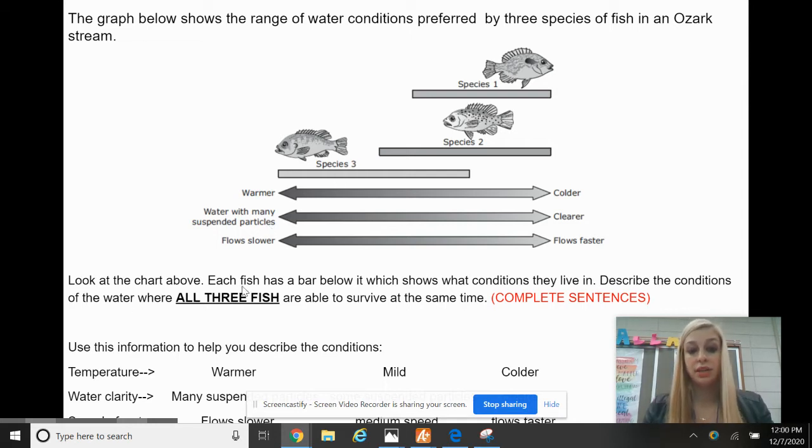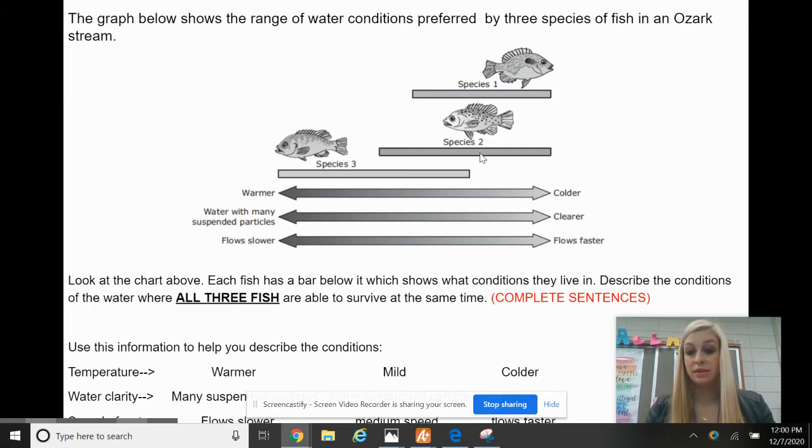And then I tell you down here, each fish has a bar below it, which shows what conditions they live in. So species 1, remember they have a range. They have a range of conditions they can live in. Species 1 can live in relatively mild temperatures all the way to colder temperatures, because the water that they're in is not just going to stay the exact temperature year round. So they're going to have a little range of temperatures that they can live in. Same thing with the clarity of the water. Species 1 prefers to be on the clearer side, and they prefer water that flows faster.